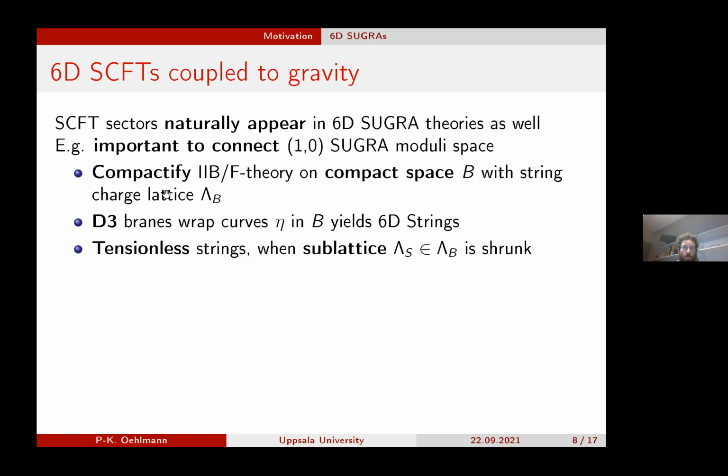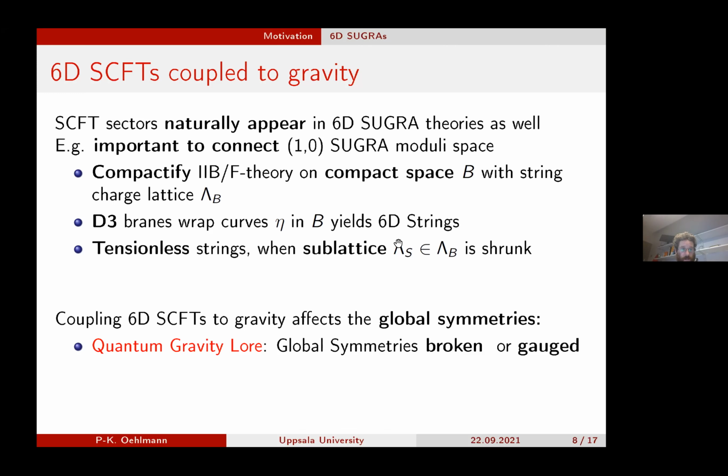Very good. So now we can essentially follow the same strategy as before. You take type IIB or F-theory, compactify this on a base B, which is now really compact. And it also has a string charge lattice, which I call Lambda B. And you will have essentially the same story. So there are D3 branes that wrap some curves, eta, in B, and those will lead to 6D strings that have a string tension, but you can make them tensionless when you choose to shrink a certain sublattice that is embedded in your compact string charge lattice.